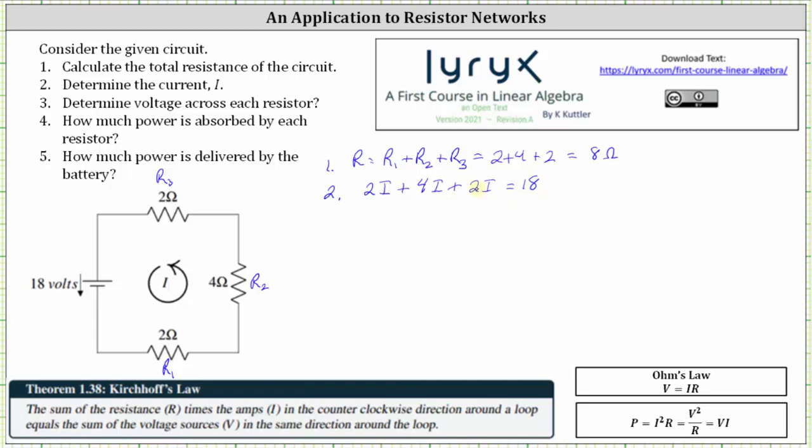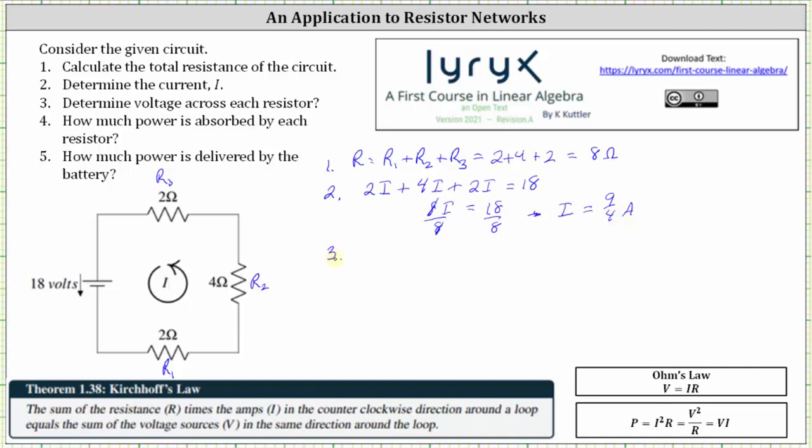Combining like terms on the left, we have 8I. Again, this 8 here is the total resistance of 8 ohms, equals 18. Divide both sides by 8. Simplifying, the current I is equal to 18/8 amps, which simplifies to 9/4 amps.